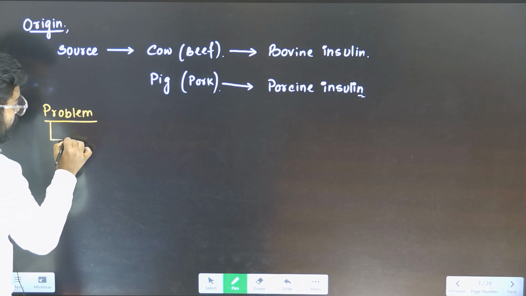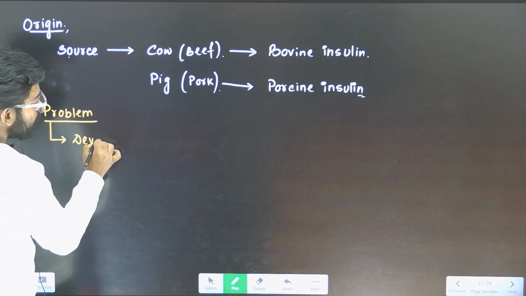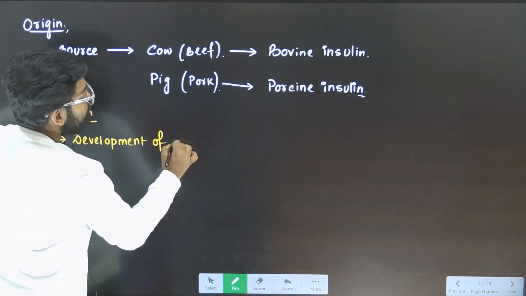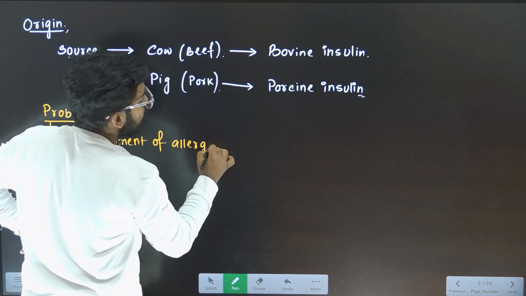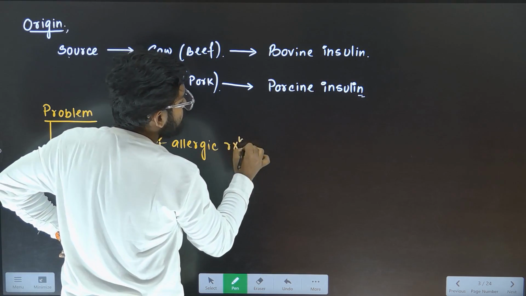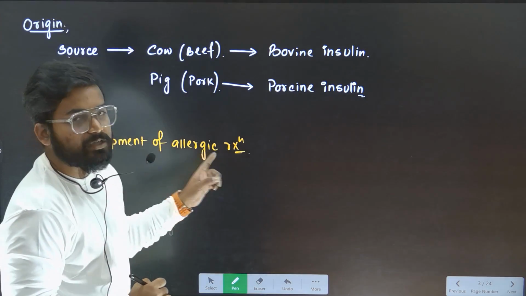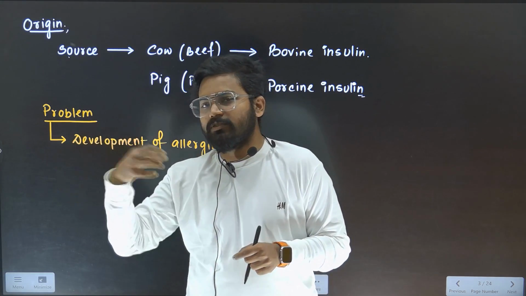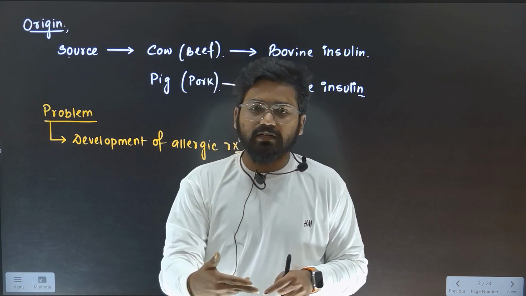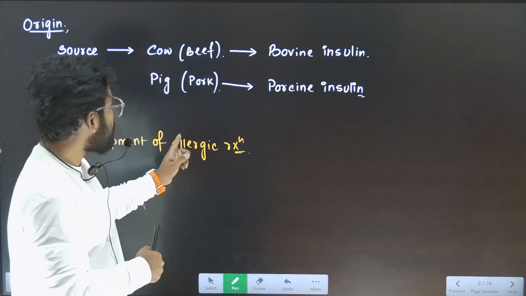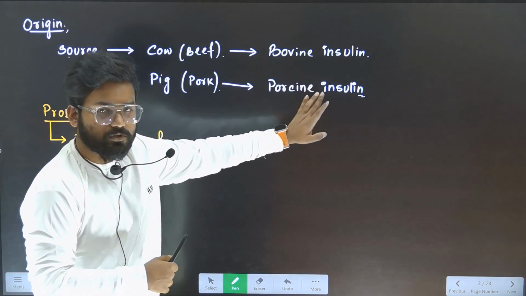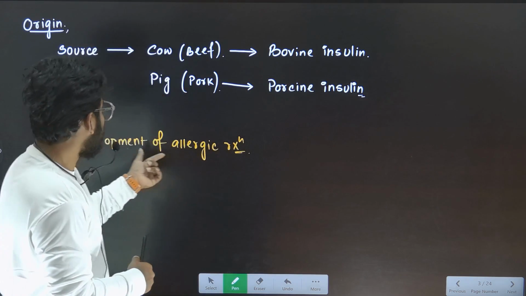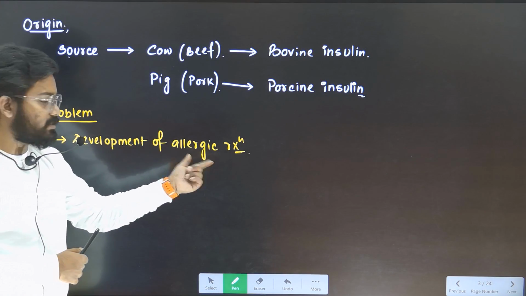One big problem was development of allergic reactions. This was one of the major problems. See, a patient having diabetes needs to be treated with insulin at regular intervals. But if the source of insulin was bovine or porcine, although we have extracted insulin from their pancreas, the problem was development of allergic reactions.